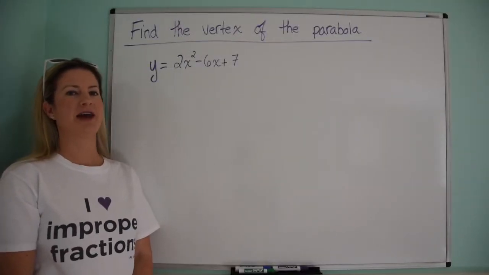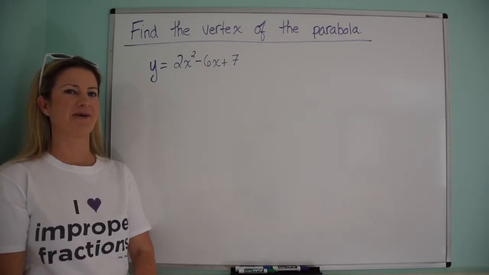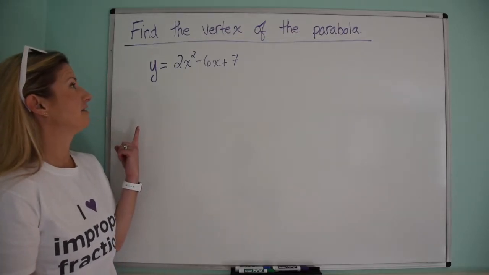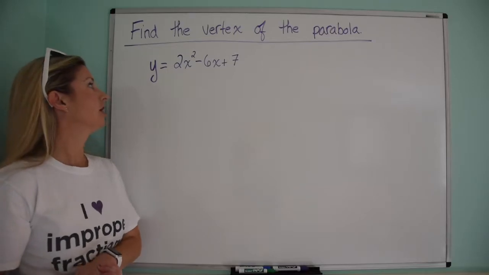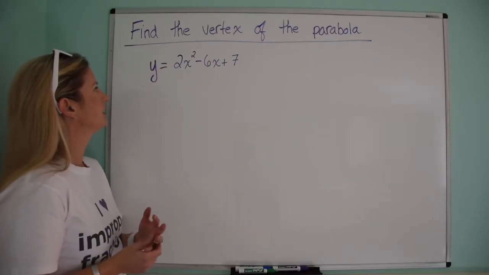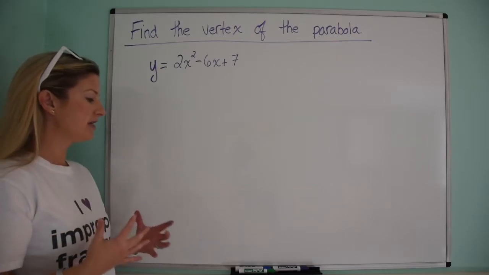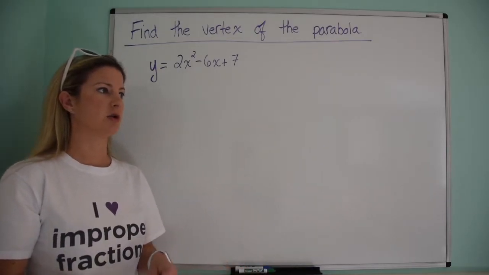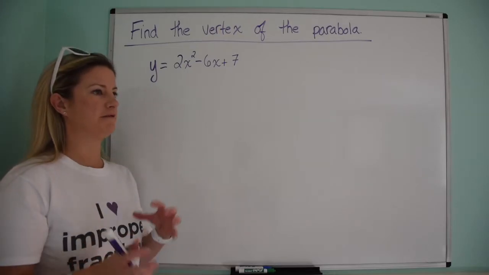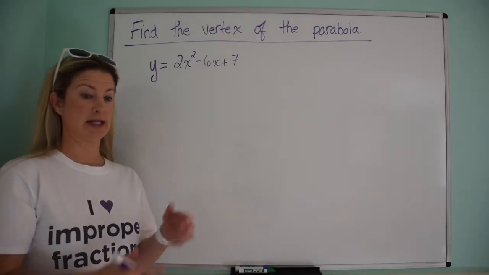Hey everyone, I'm Ms. Mulkowski, the mathematician, and today we are going to find the vertex of a parabola. All right, so I've got my parabola here in standard form, y equals 2x squared minus 6x plus 7. So if you remember, there's sort of like a formula, if you will, or a way to find the vertex when you're given a parabola in standard form.